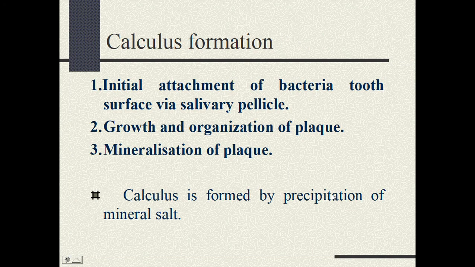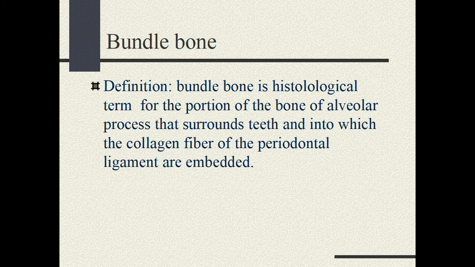Calculus formation: initial attachment of bacteria to the tooth surface by salivary pellicle, growth and organization of plaque, and mineralization of plaque. Calculus is formed by precipitation of mineral salts. Bundle bone: a histological term for the portion of bone of the alveolar process that surrounds the teeth and into which the collagen fibers of the periodontal ligament are embedded.